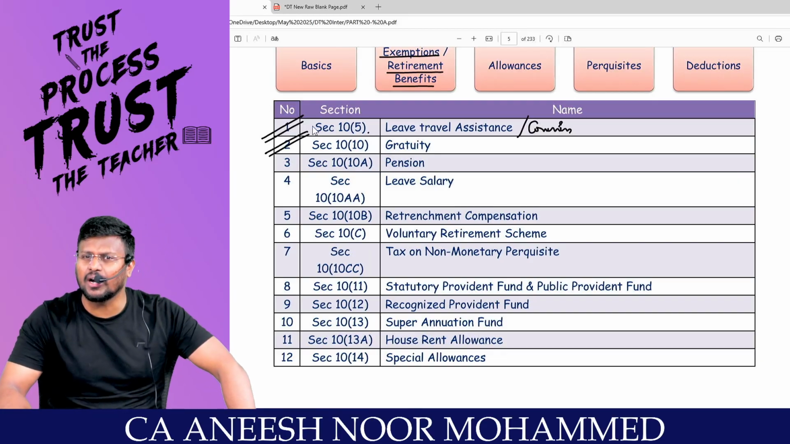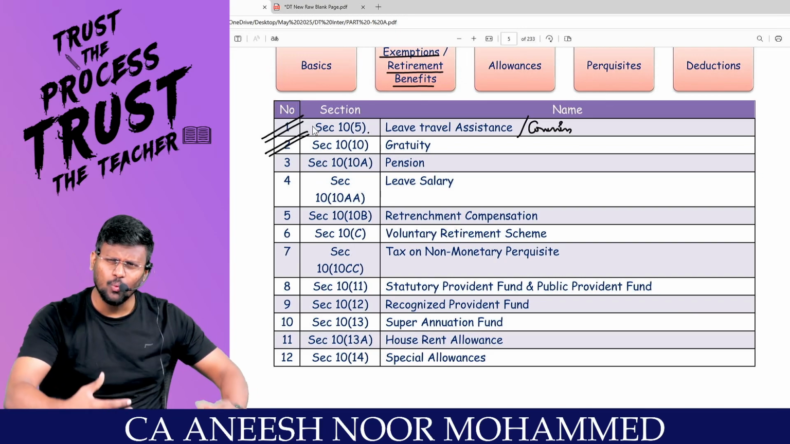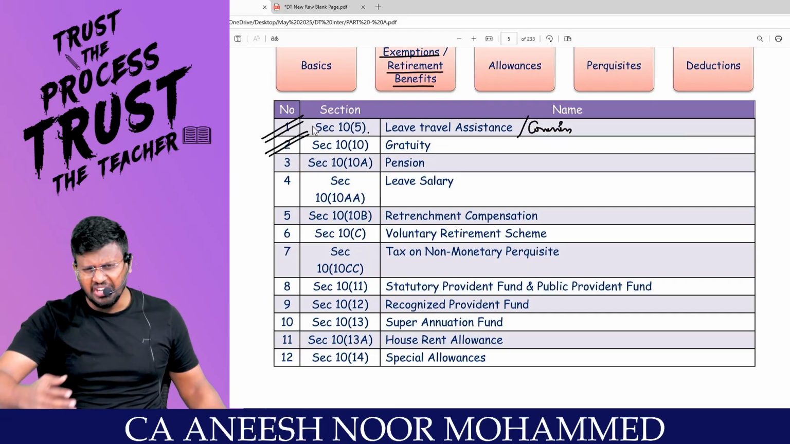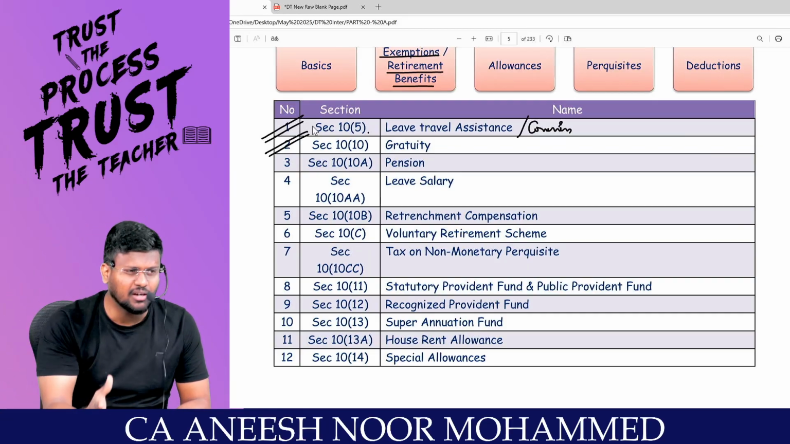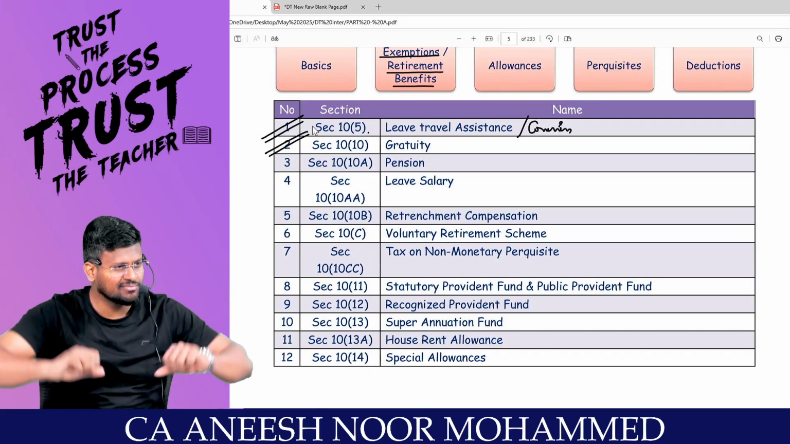Coming to section 10(10), gratuity. Section 10(10) is what? That means, what is gratuity? Sir, you have worked for so many years under an employer. 25, 30 years, you have toiled for an employer. The employer has earned so much profit because of you only.